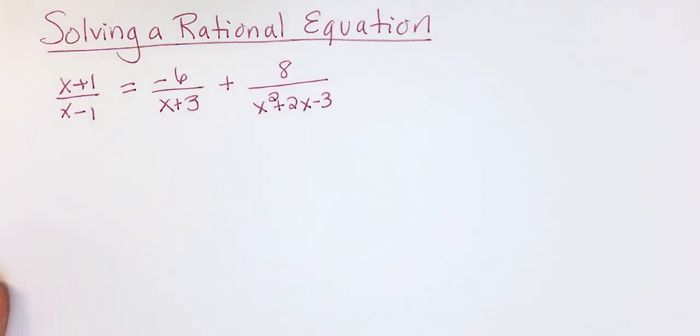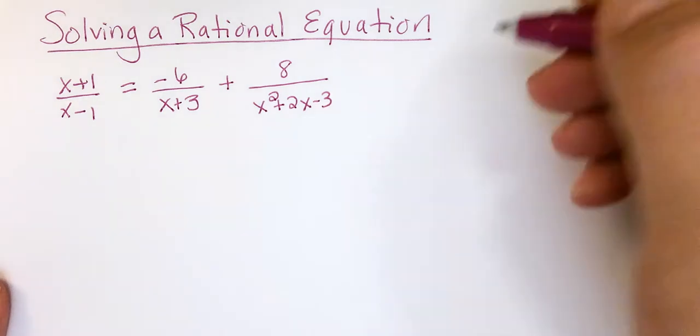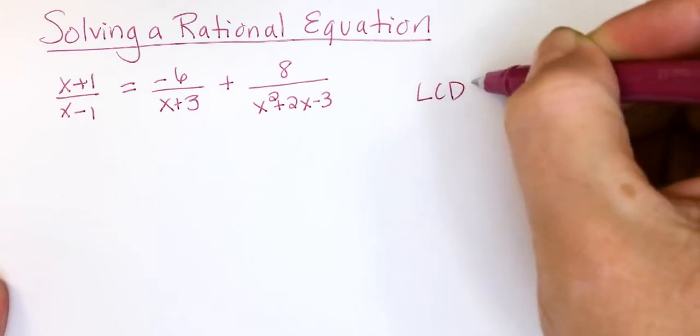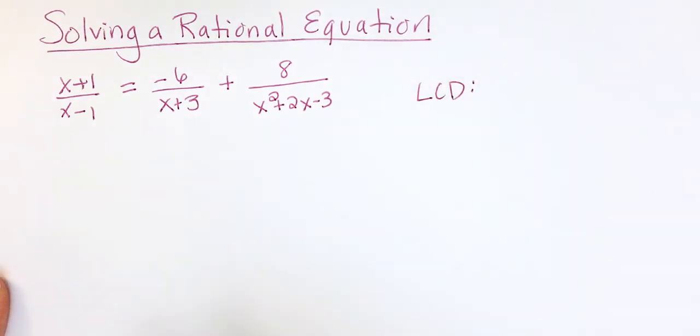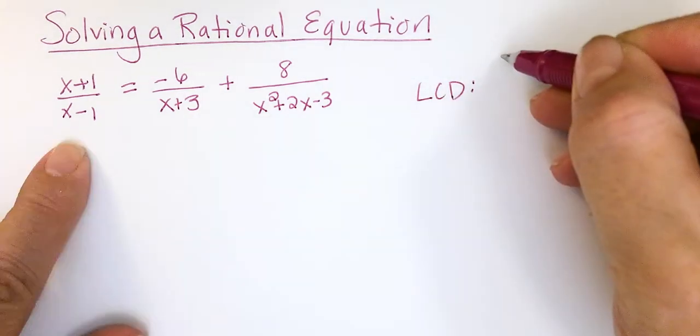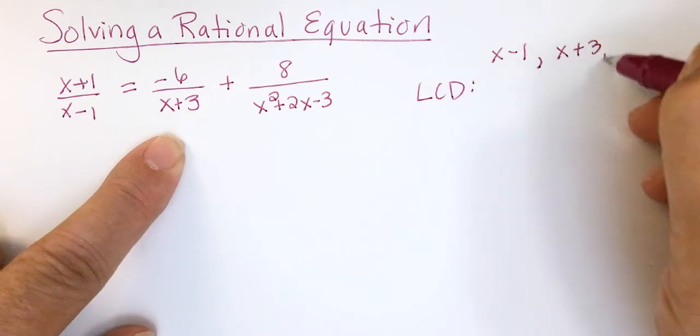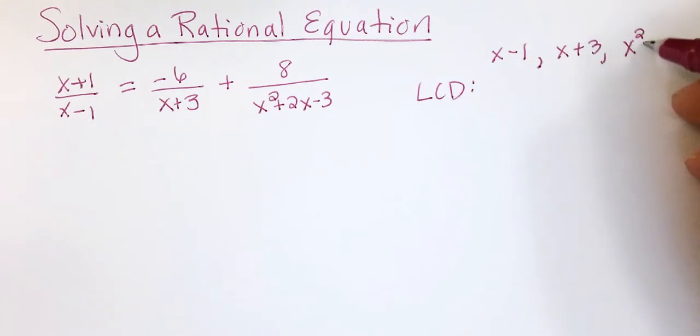This problem is looking at solving a rational equation. We know this is a rational equation because each of the terms are written as fractions, and a rational can be written as a fraction. The first step in this is going to be determining what is our least common denominator. So we really want to look at all of our denominators. We have x minus 1, we have x plus 3, and we have x squared plus 2x minus 3.